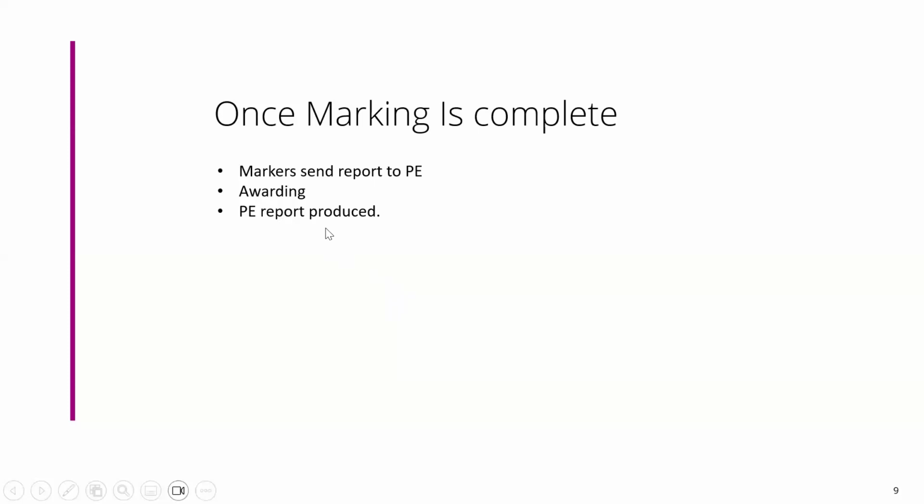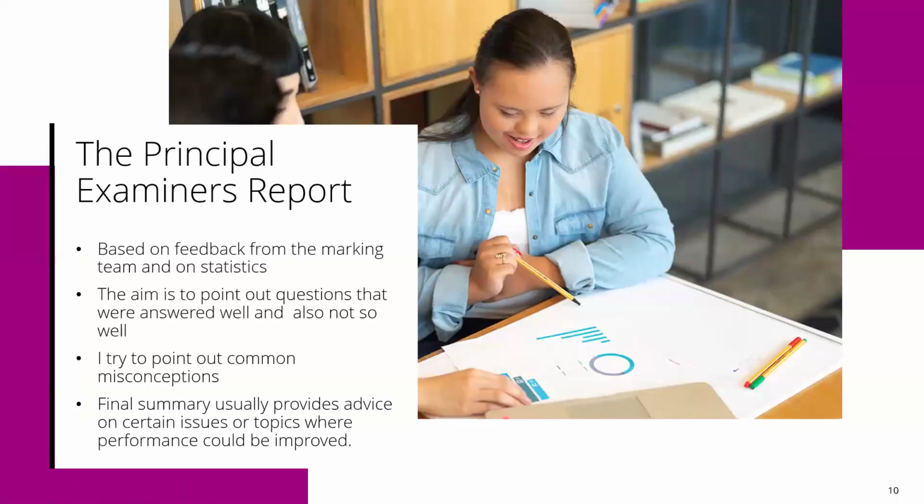After awarding, I finalize my report, again, based on all of that information, and that goes online. I also get a lot of statistics, including things like the mean and mode mark, standard deviation for every question. All of that helps me produce that report as well. My aim in that report is to point out questions and topics that have been answered well, that students cope well with, and areas where there are obvious weaknesses across the cohort, which might help you to focus your teaching for the next series.